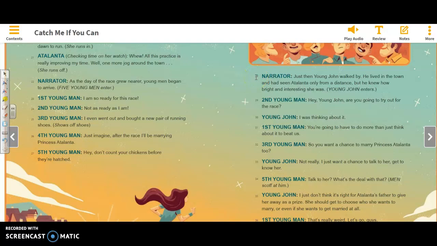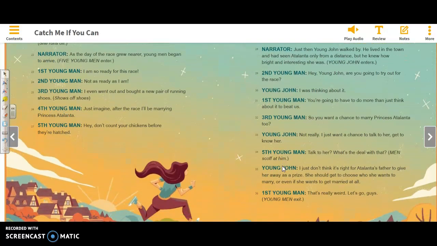Narrator: Just then John walked by. He lived in the town and had seen Atalanta only from a distance, but he knew how bright and interesting she was. Young John enters. Second young man: Hey, young John, are you going to try out for the race? Young John: I was thinking about it. First young man: You're going to have to do more than just think about it to beat us. Third young man: So you want a chance to marry Princess Atalanta too? Young John: Not really. I just want a chance to talk to her, get to know her. Fifth young man: Talk to her? What's the deal with that? Men scoff at him. Young John: I don't think it's right for Atalanta's father to give her away as a prize. She should get to choose who she wants to marry, or even if she wants to get married at all. First young man: That's really weird. Let's go, guys. Young men exit.